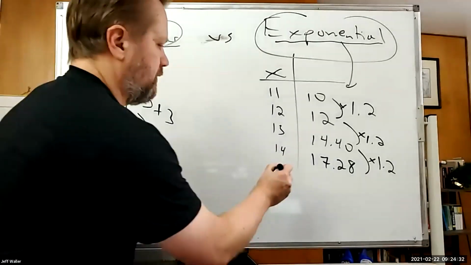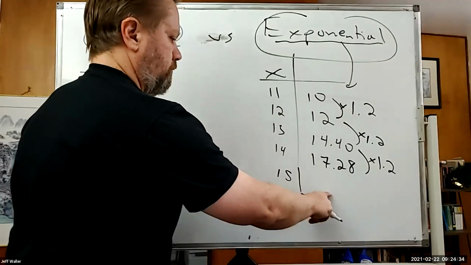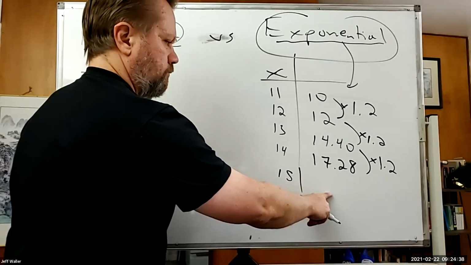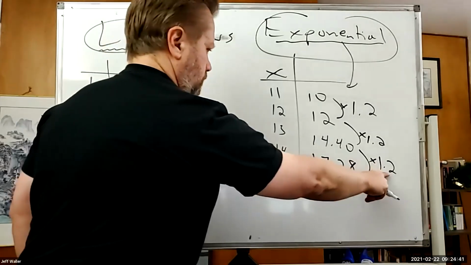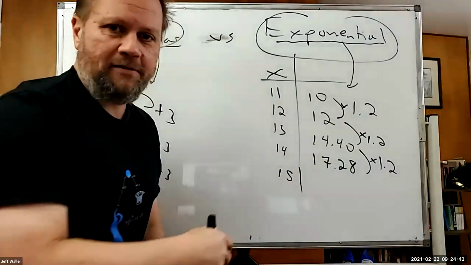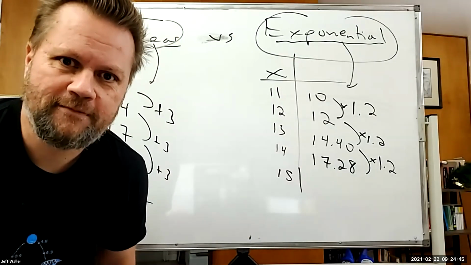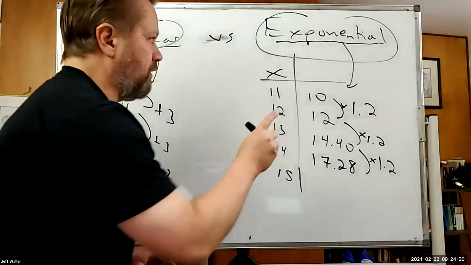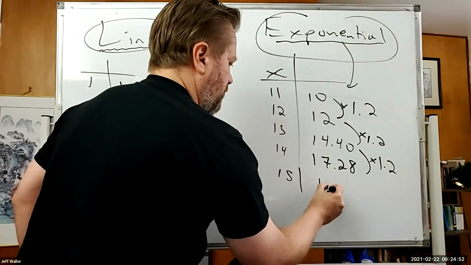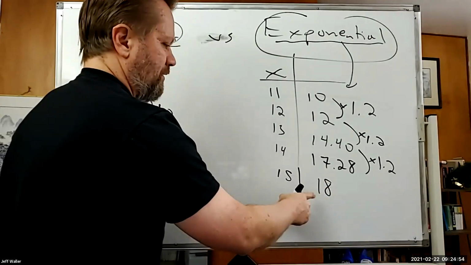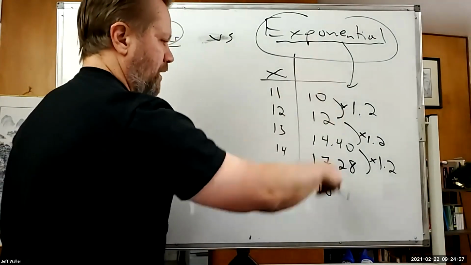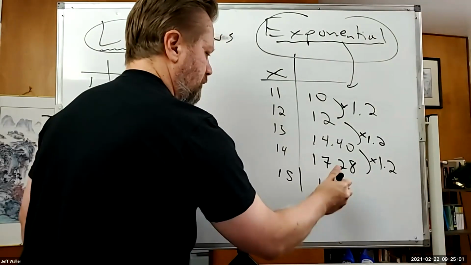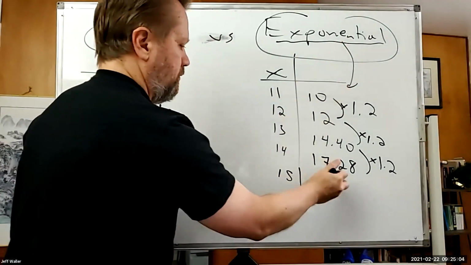How do you figure out what the next number is? $17.28 times 1.2. Yeah, you just keep doing the thing, right? You keep doing the thing. So if in the problem it said the next number was 18, is this exponential? No, because I didn't multiply by 1.2 to get this. So that would not be exponential then, right?